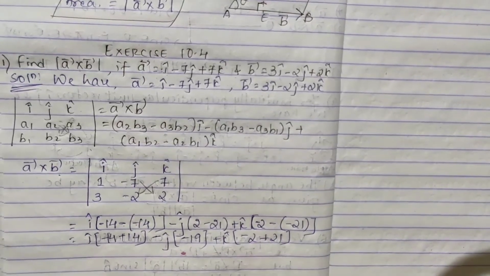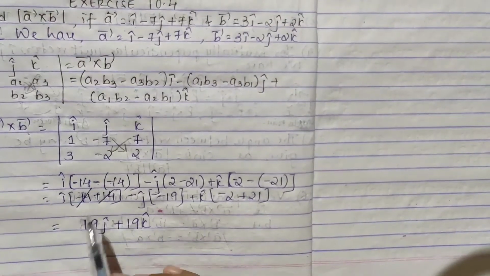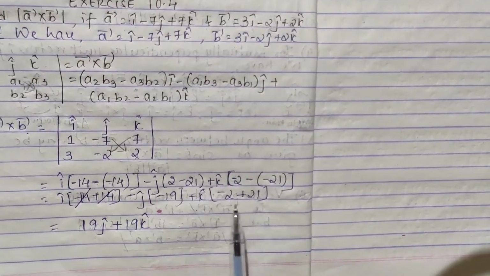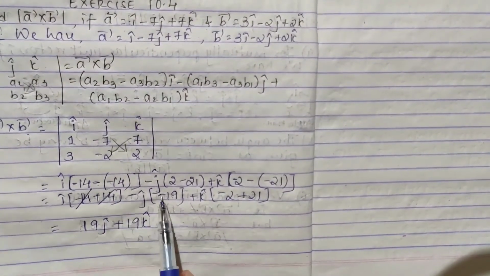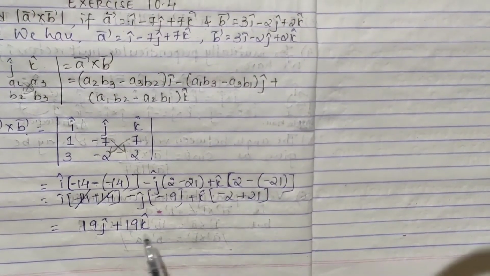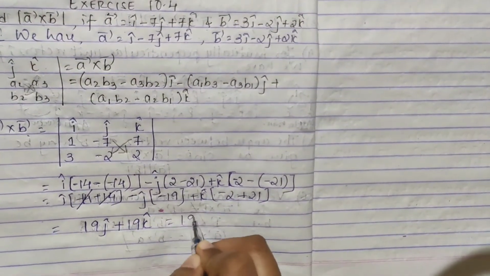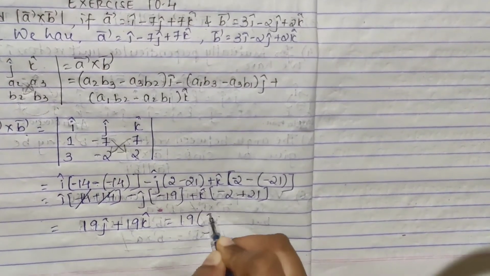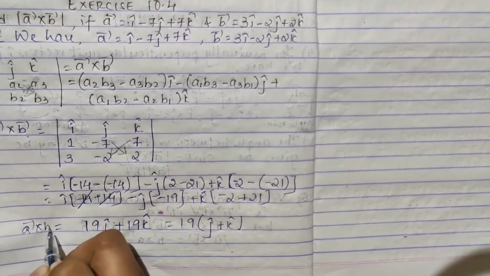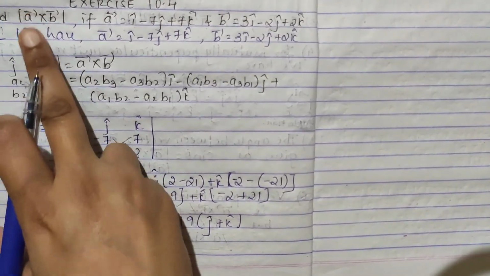Okay, so you'll get here plus 14 minus 14 cancels off. You'll get minus 19. Minus 2 plus 21 is also 19. Minus into minus plus, so plus 19 J cap, and here also plus 19 K cap. Here, if you want, I can take 19 common and I'll get J cap plus K cap. So this is your vector A cross vector B, but you have to find the modulus, right?